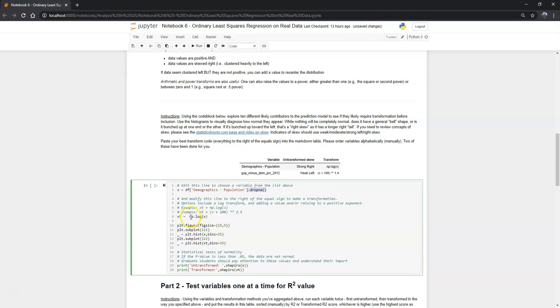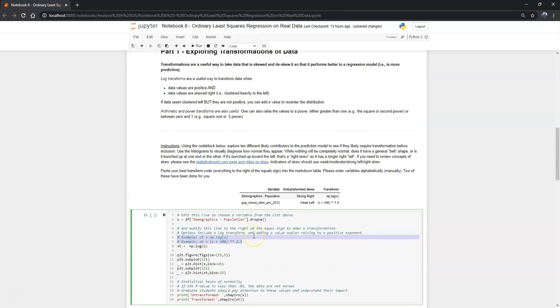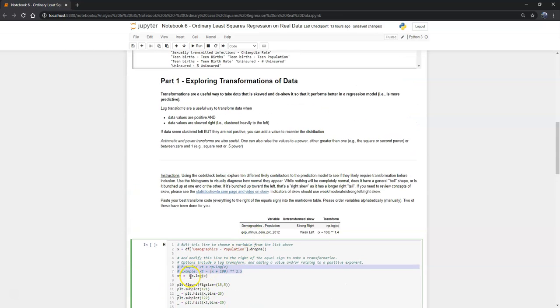The next bit here is doing a particular transformation on this. I've left it here as a log transform, but you can see that there are a couple of suggestions here for how you can do it. Now, you're going to have to explore different transformations of this. You should certainly try a log transformation, but you may also want to try a more arithmetic transformation here. In this case, we're taking the log of x. So what e to the what equals that value in the data set.